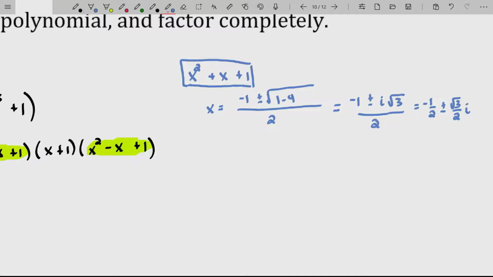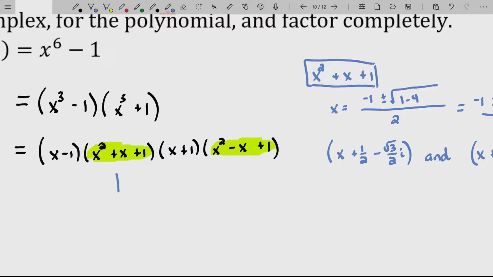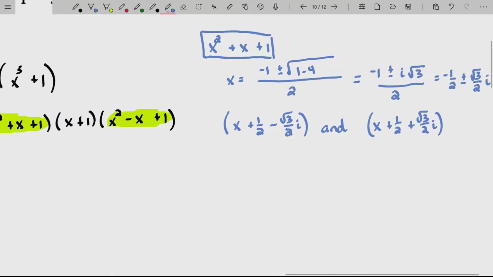So if there was a plus there on the square root, you would have the factor x plus 1/2. And then remember, if it was a plus on the square root, then you would subtract the square root of 3 over 2 i. And the other factor would be, if you had a minus on the square root of 3 over 2, you'd have x plus 1/2, but then you would add square root of 3 over 2 i. And so that would be the factors for this, which I'll write in once I'm done factoring the other one.